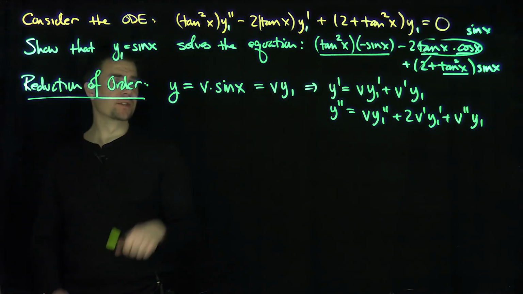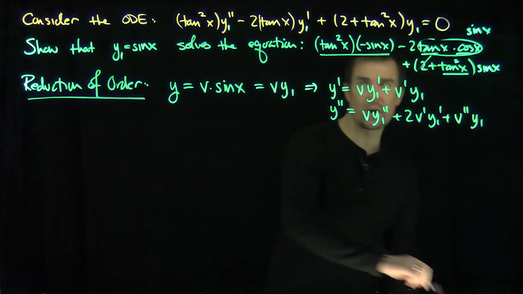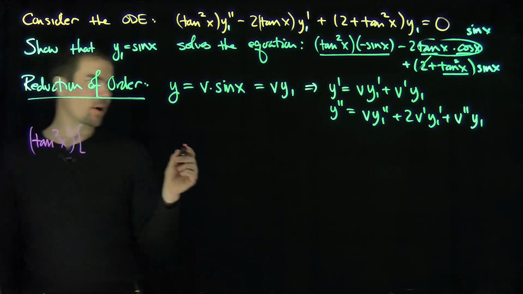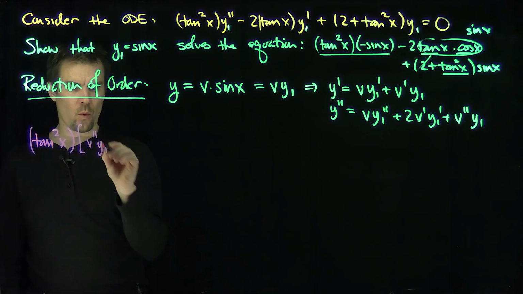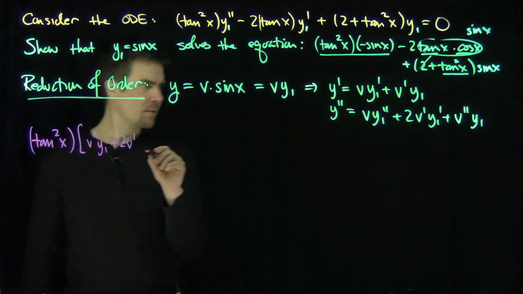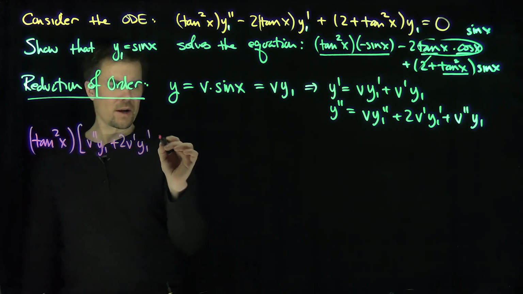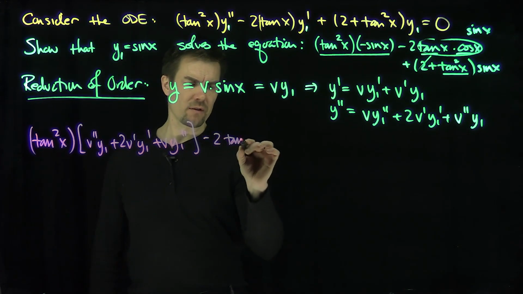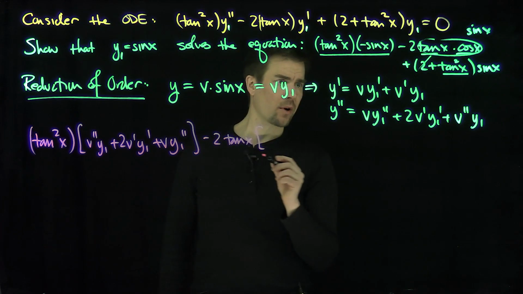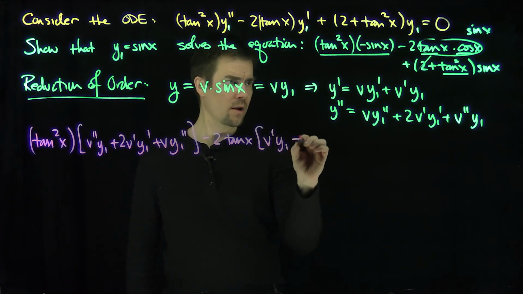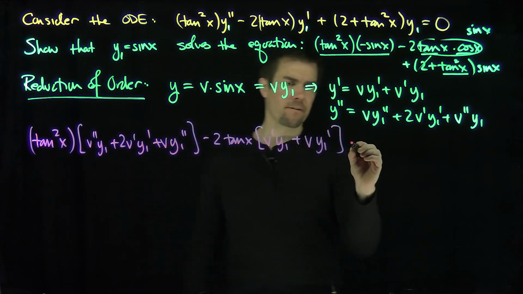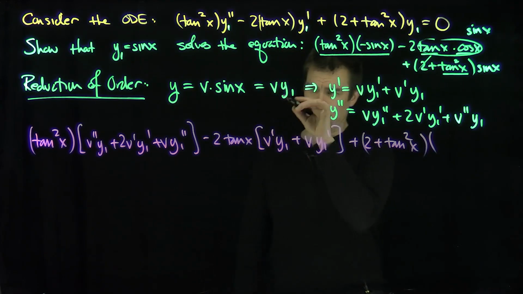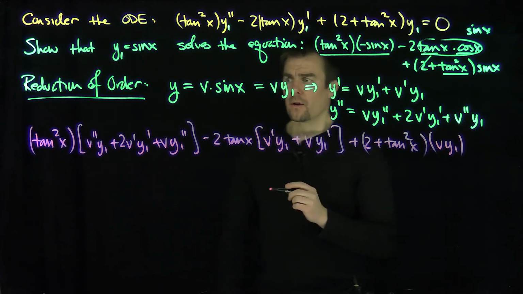Now we have to fill this into the equation over here. So our new equation becomes tangent squared of x times y double prime, which is v double prime y1 plus 2 v prime y1 prime plus v y1 double prime, and then minus 2 tangent of x times y prime, which is v prime y1 plus v y1 prime, and then finally plus 2 plus tangent squared of x times just v y1. And we want this to be equal to 0.